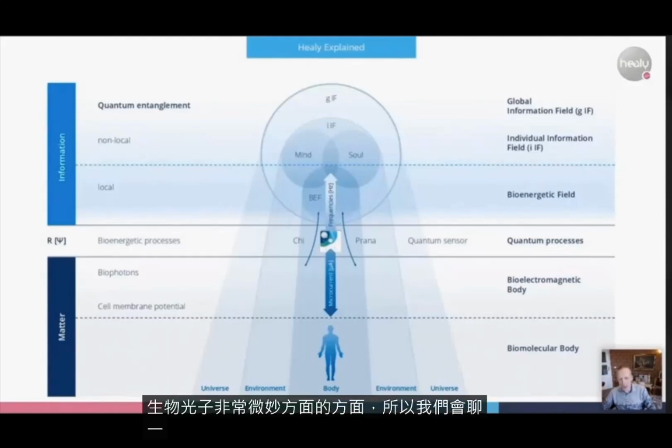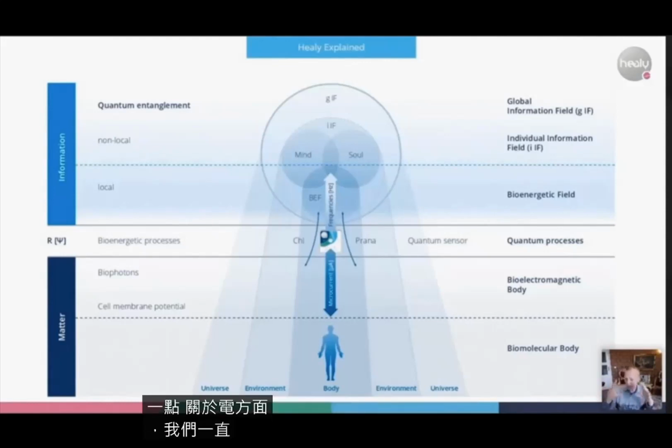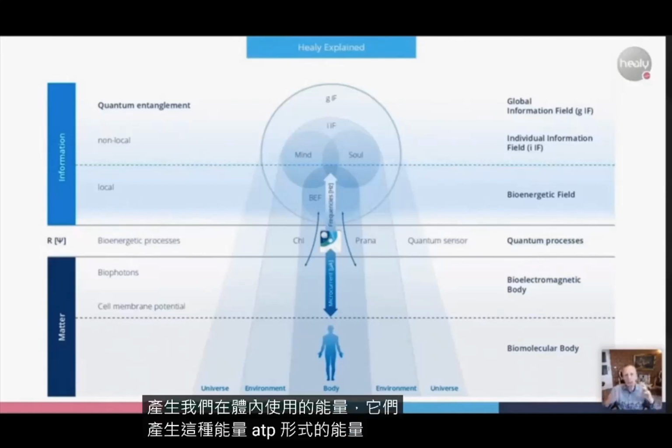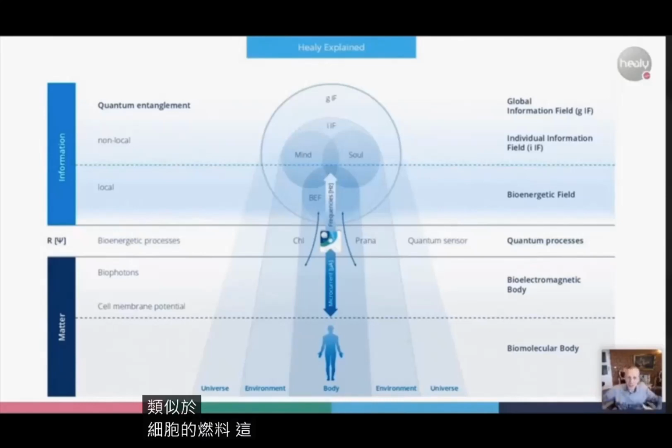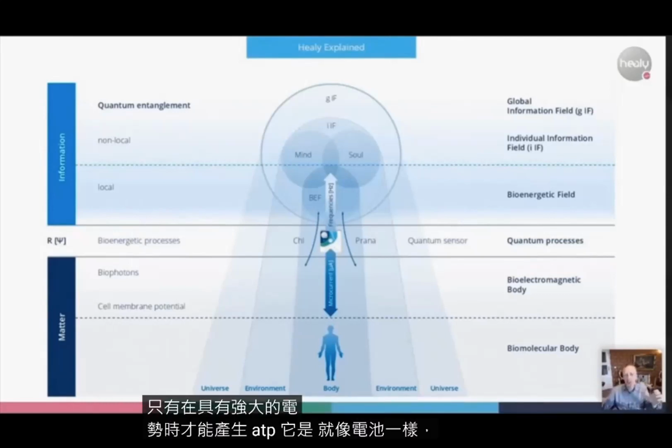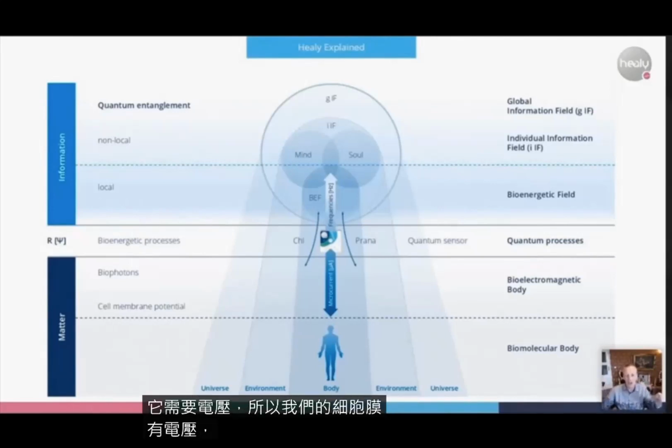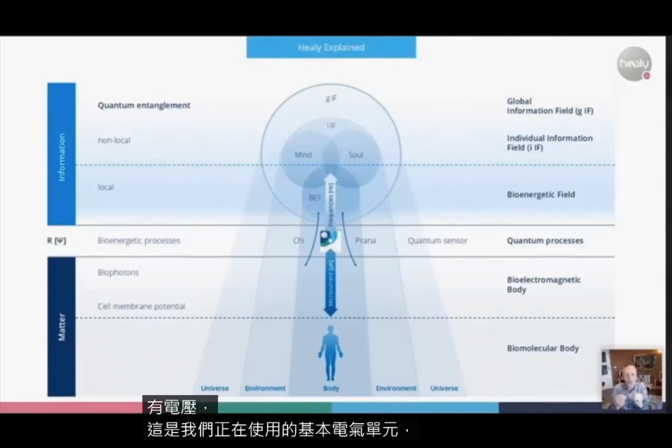So we will talk a little later about the electrical aspect, which we have always focused on very much in our explanations about Healy regarding the cell membrane potential. The cells are really the most important units within our body, and the cells produce the energy which we are using in our body, and they produce this energy in the form of ATP, which is something like the fuel of the cells, and this becomes the fuel of the body. It creates the heat, it creates our ability to move, everything. But the cells can only produce the ATP if they have a strong electrical potential. It's like a battery. It needs a voltage. So our cell membranes have a voltage. This is the basic electrical unit which we are using.